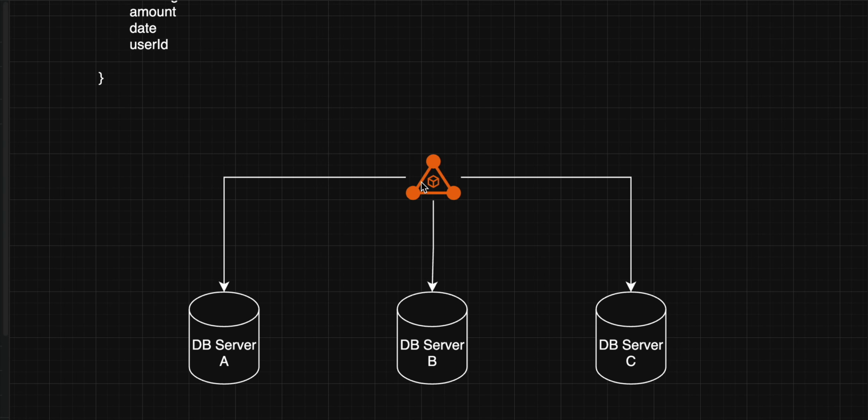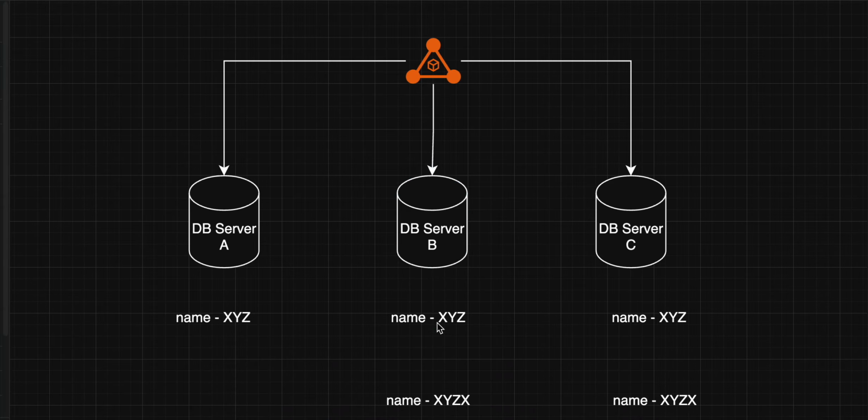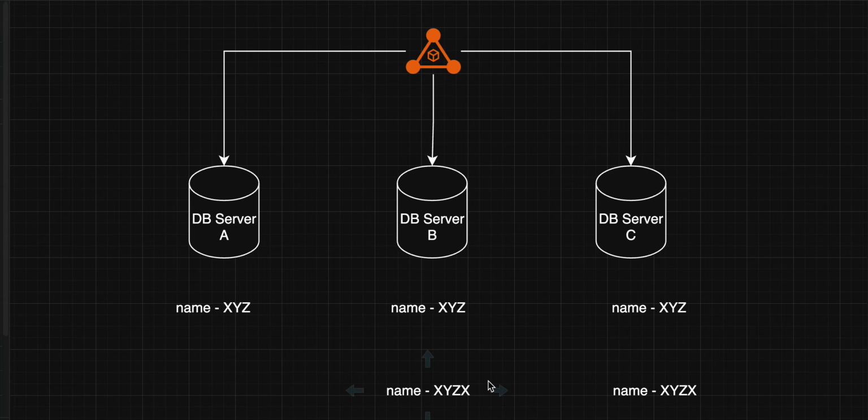So this load balancer is connected to all three servers A, B, and C. Let's suppose we are updating name to XYZ at A. It is replicated to B and C also. But what if A is down? Then the write will come at B, and we update the name to XYZX, and it is replicated to C. Okay, so now what if A comes up?